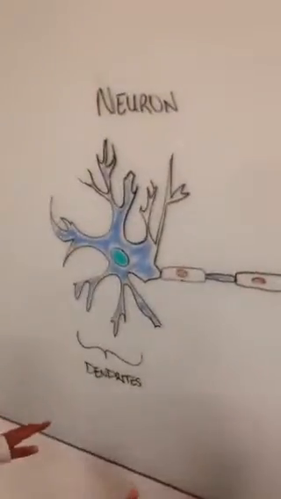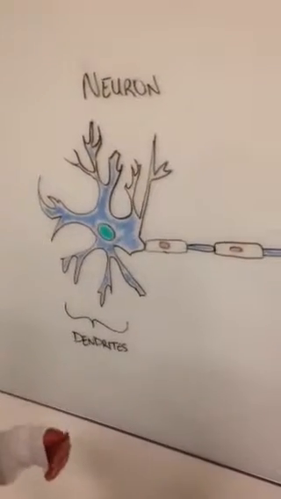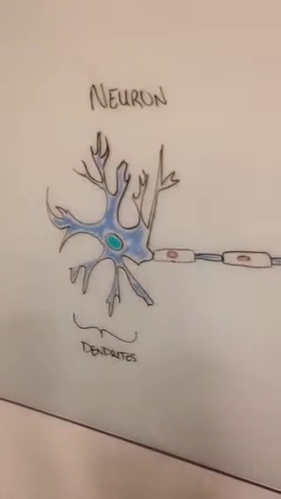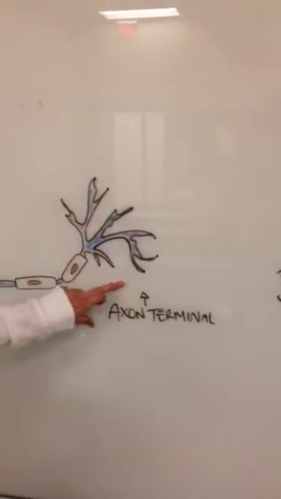Hi, my name is Cindy Garza and I'll be explaining synaptic communication. To commence this process, we need to know about the neuron. The two main parts of the neuron that we'll be focusing on in order for synaptic communication to commence are the dendrites and the axon terminal.